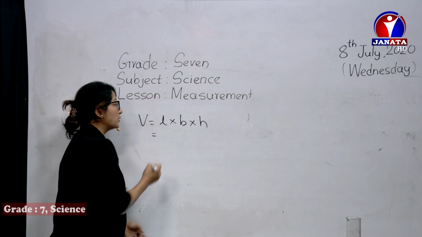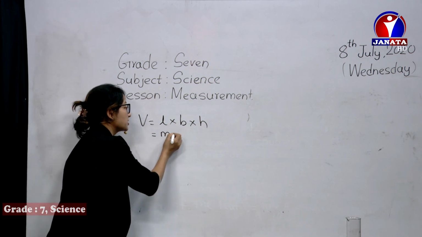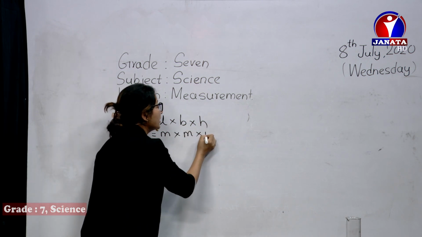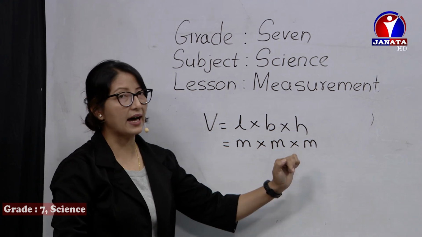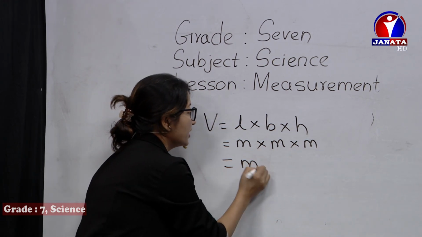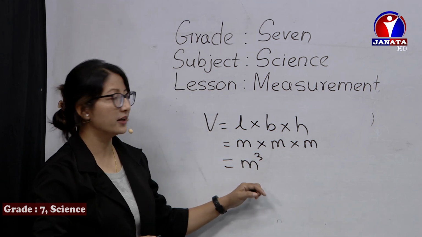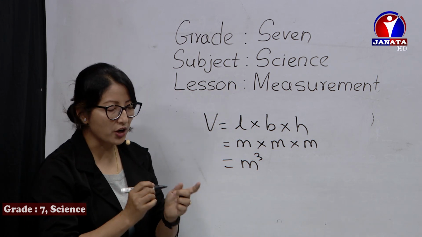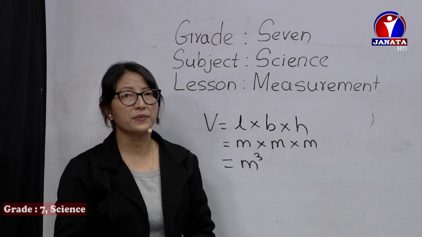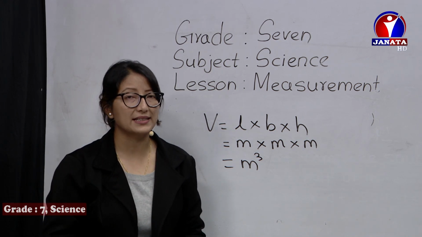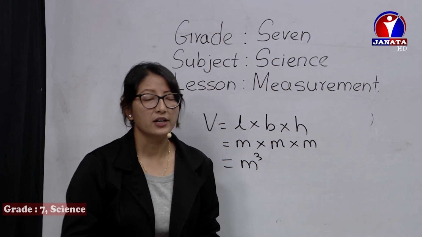And simply to learn about the SI unit, the length we measure in meter, breadth we measure in meter, and height we measure in meter. That's the SI unit of length, breadth, height, it's meter. And m into m into m is m cube, or we can say cubic meter. Cubic meter is the SI unit of volume. And other units are also there. We can also measure the volume in other units like centimeter cube, kilometer cube, millimeter cube.